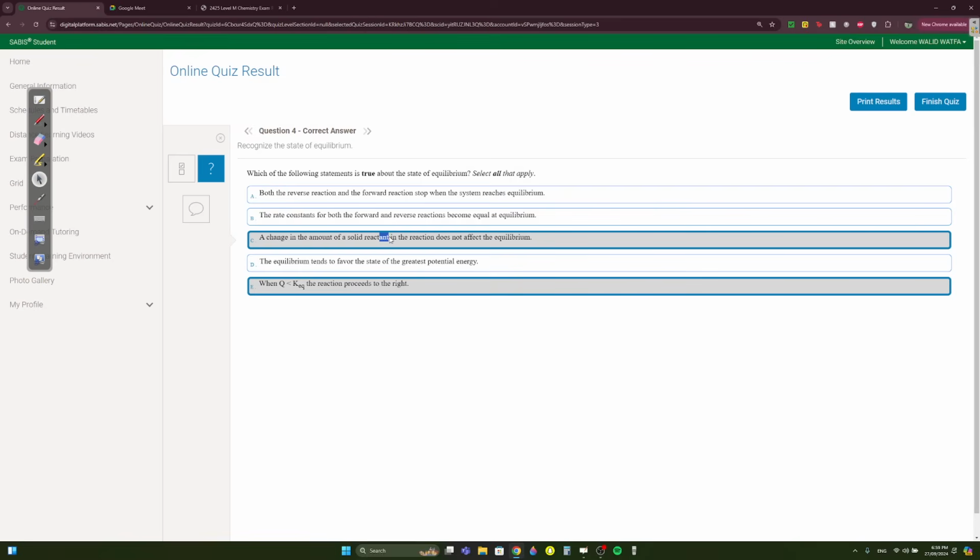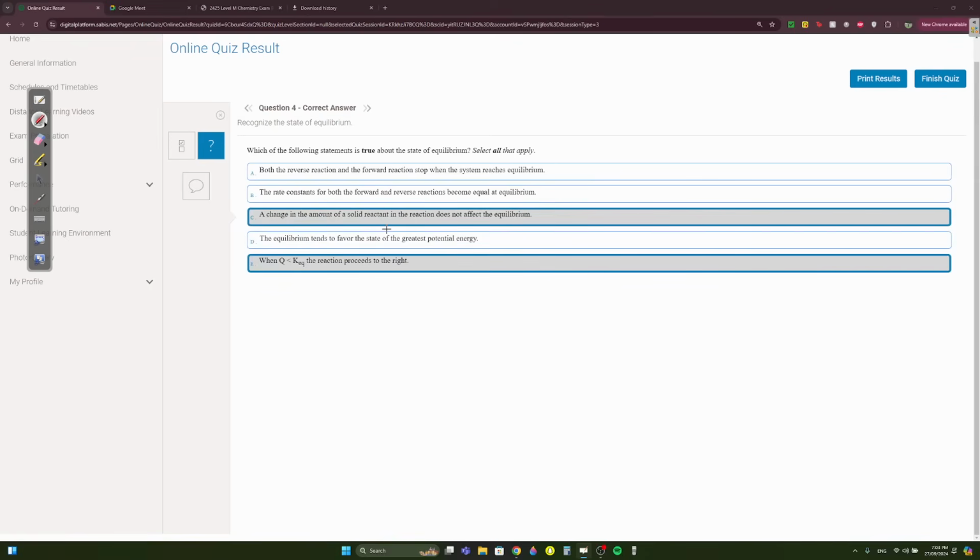A change in the amount of solid in the reaction does not affect the equilibrium. We said the only change in concentration that we care about is, I think, solids and liquids. They don't have a concentration. I checked it, I'm confident now. Solids and liquids don't have concentrations. Only changing the concentration of the gases and the aqueous species will change the concentration.